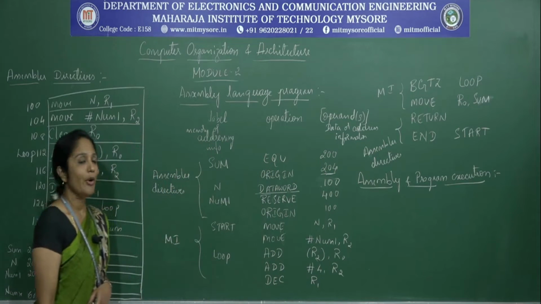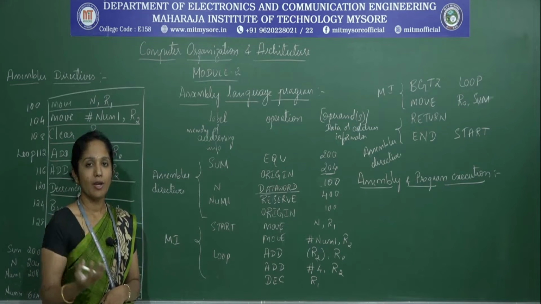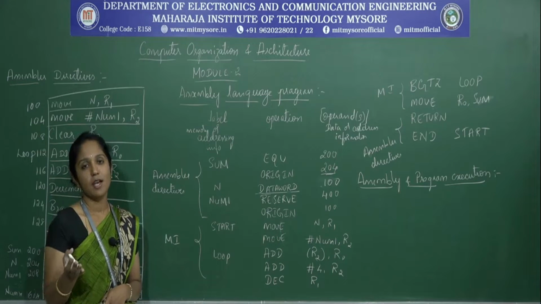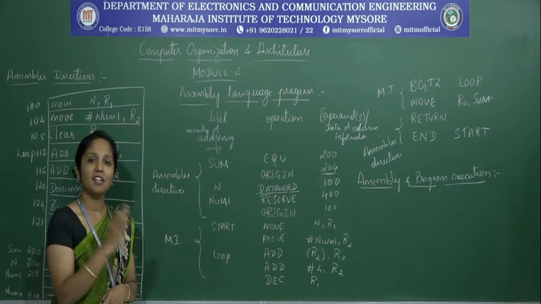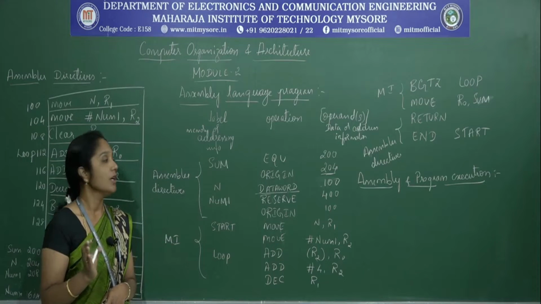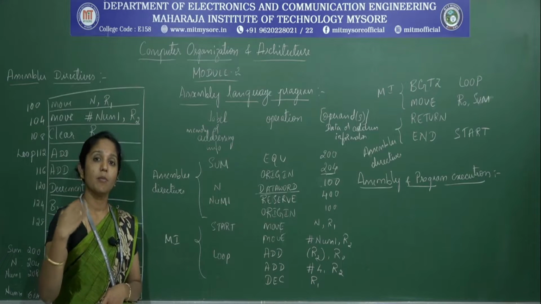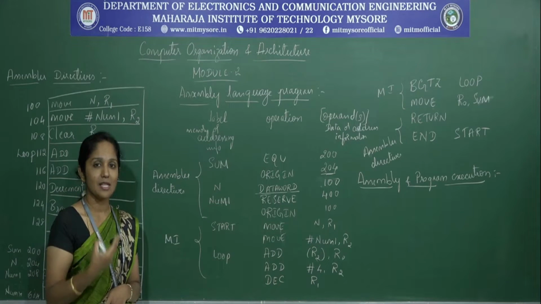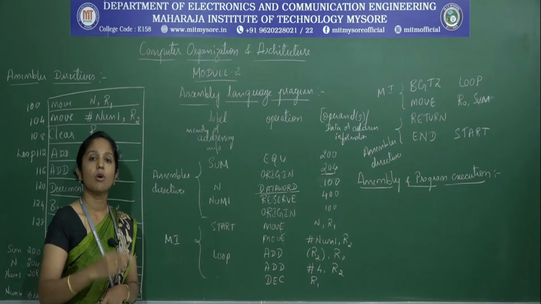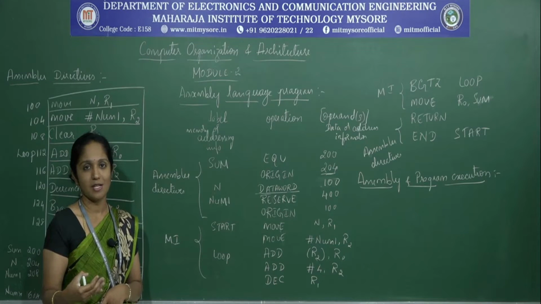Yes, so now if you consider the program execution, we know that in order to execute any program, it should be in the form of ones and zeros, and that function of converting the high level language into the machine level language is done by the assembler. Yes, once the program is ready, before execution, what are the things that happen, that also we will discuss, and once the program is ready, how to load that into the memory and how to execute, that also we will discuss.